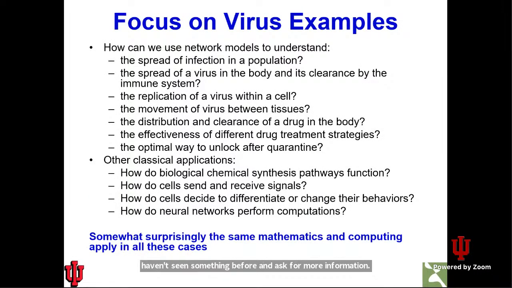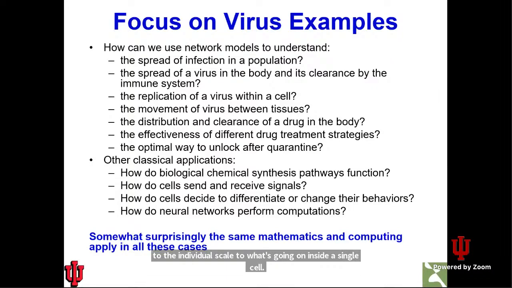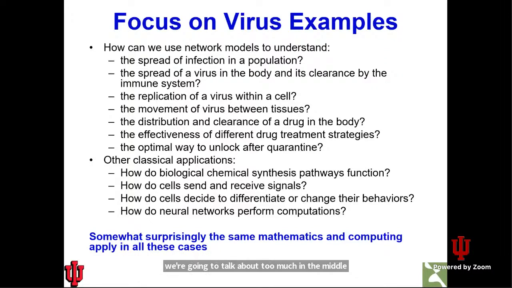We're going to start out by asking the basic epidemiological question, which is how do viruses spread in the population? And then we're going to move on to what are called in-host viral models, which is how does a virus spread within your tissues and how does your body eliminate it? We may talk a little bit about how viruses replicate within individual cells. So we're going from a population scale to an individual scale to what's going on inside a single cell. In my own research, we do a lot of cross-scale modeling. In this class, that's something one might be able to do in a project, but it's not something we're going to talk about too much in the individual lectures.